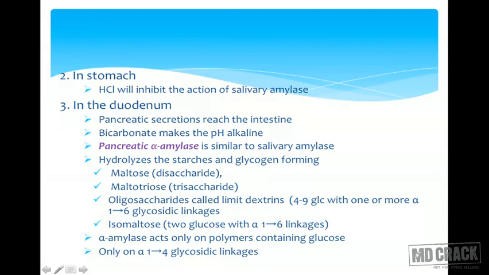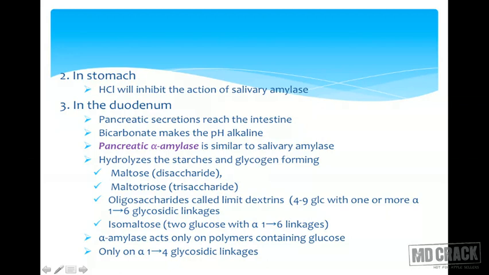In the duodenum, so now the food has reached the duodenum. What happens? Pancreatic secretion comes. What does the pancreas secrete? It secretes not only bicarbonate to make the pH alkaline, but it also has an important enzyme, pancreatic alpha amylase. This is also similar. It is an isoenzyme of salivary amylase.